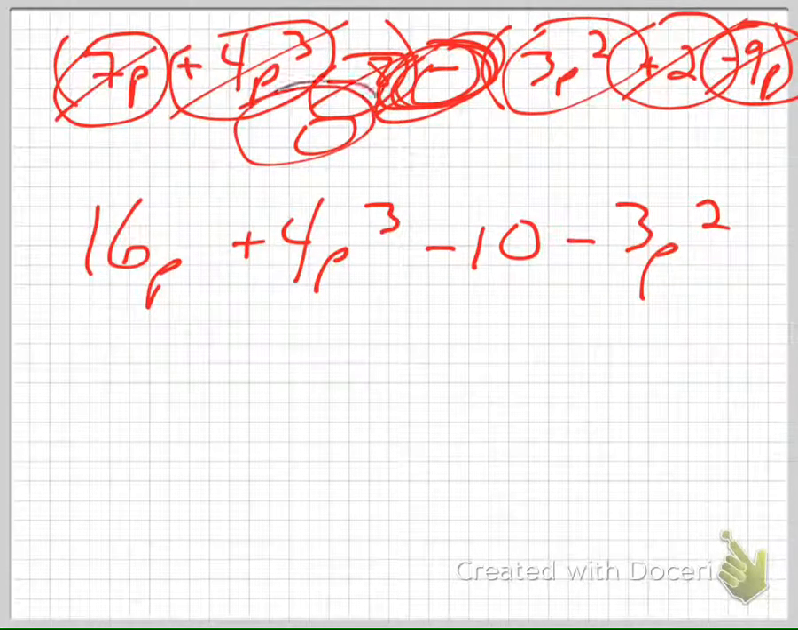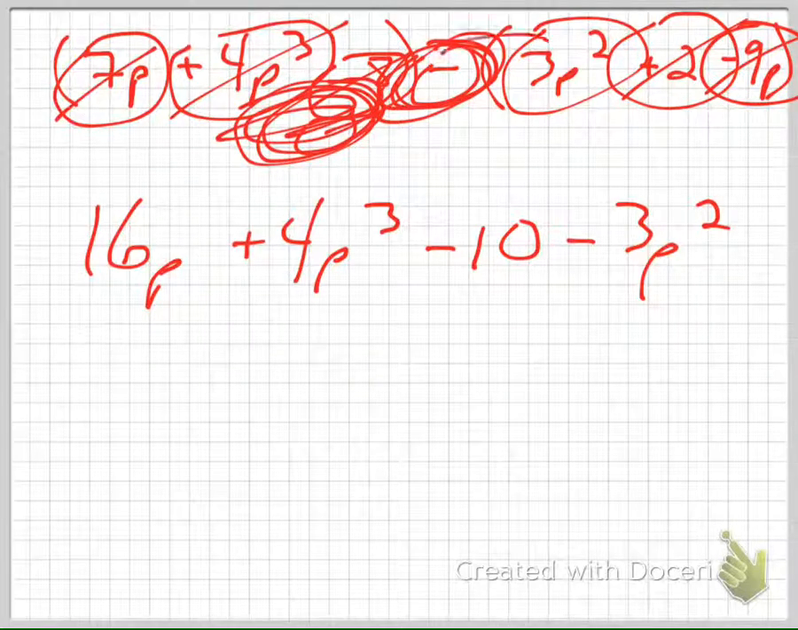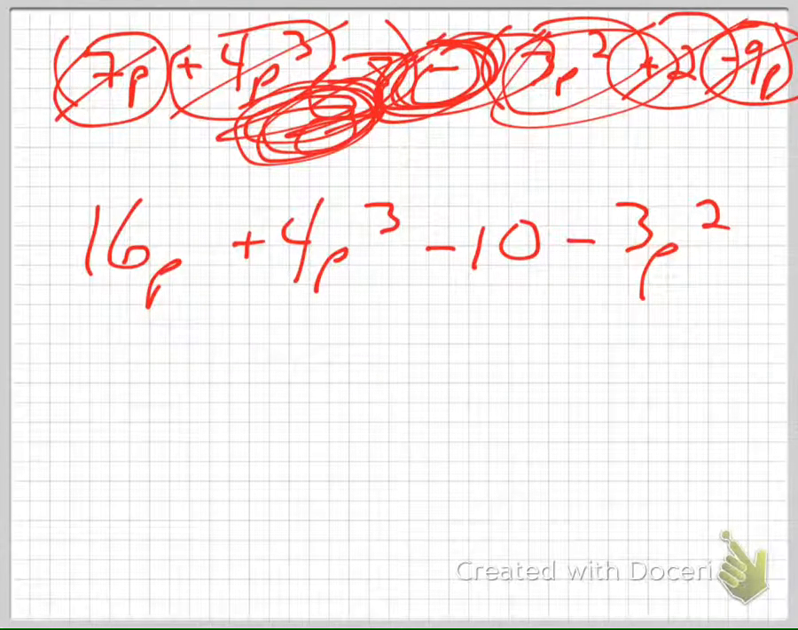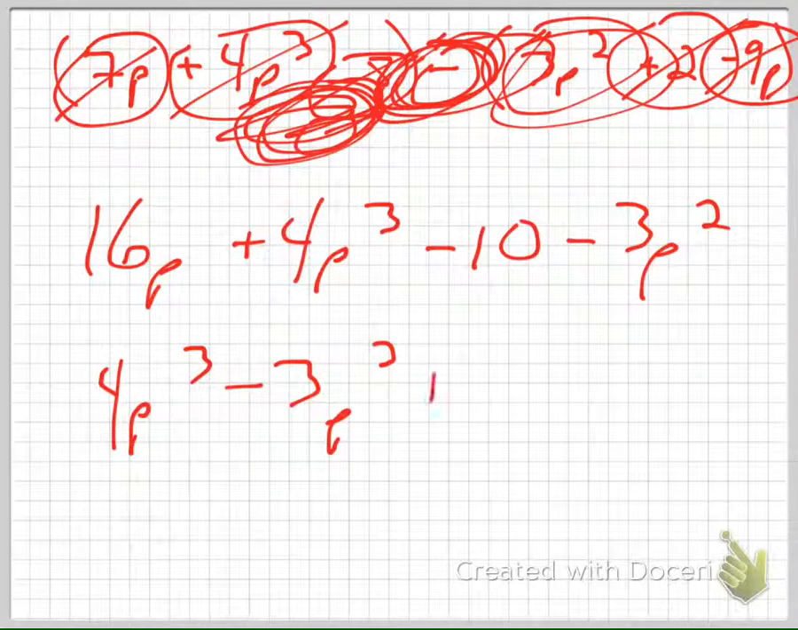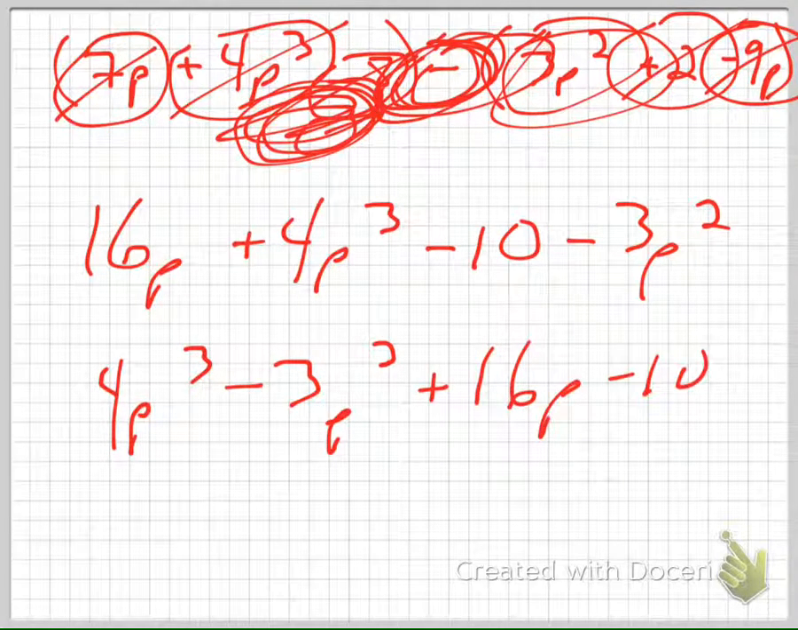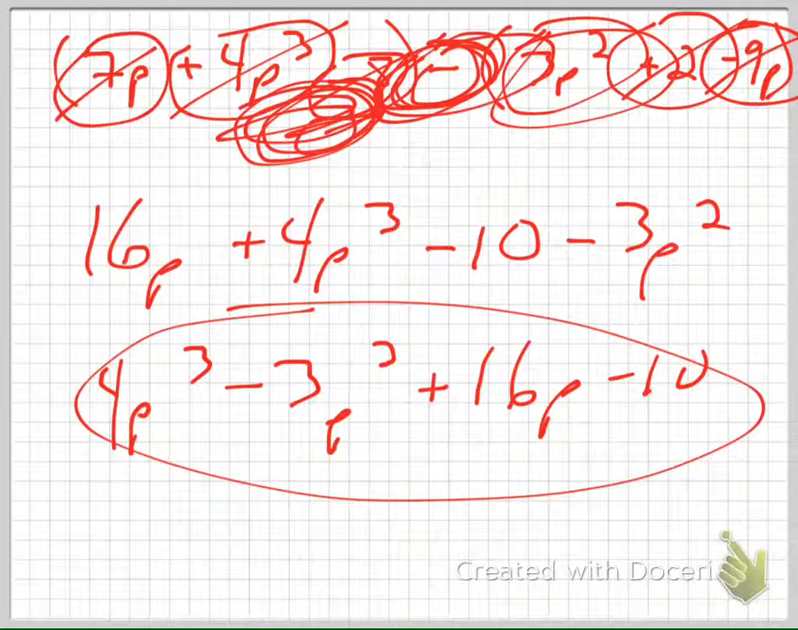There's nothing here. It's a minus 3p squared. So it's just like an imaginary theory, right? Exactly. Rewrite this: 4p to the third minus 3p squared plus 16p minus 10. Now we're done in standard form.